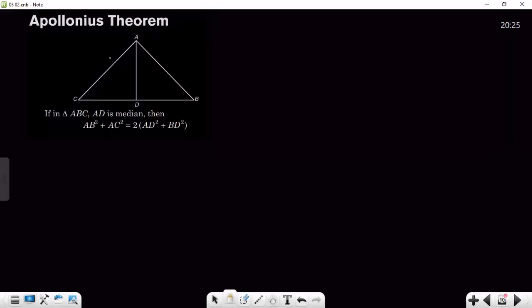Apollonius theorem. Apollonius theorem. ABC is a triangle and AD is the median. What is a median? क्या होता है median? Which divides the line in two equal parts. So CD is equal to DB here. That's why AD is known as a median.